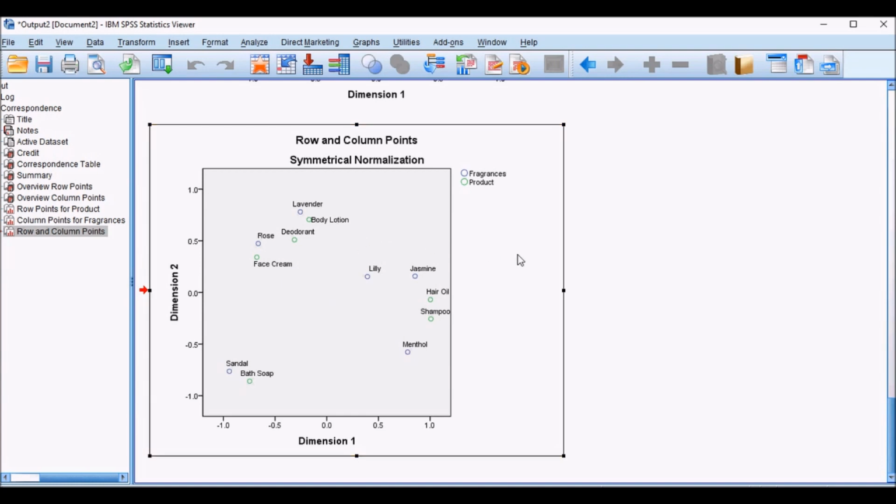This correspondence analysis is useful for finding relationships between nominal variables in a multidimensional space. This correspondence analysis is very useful in research, especially in marketing research.